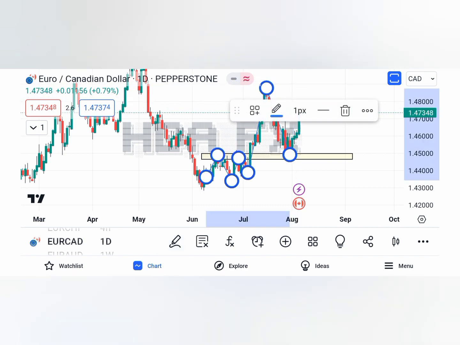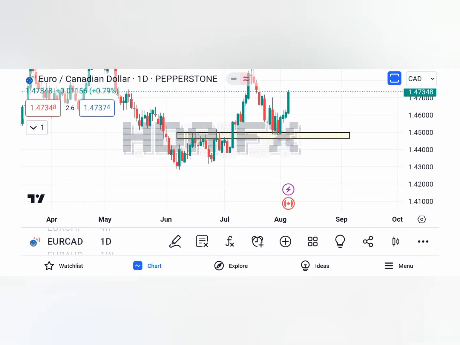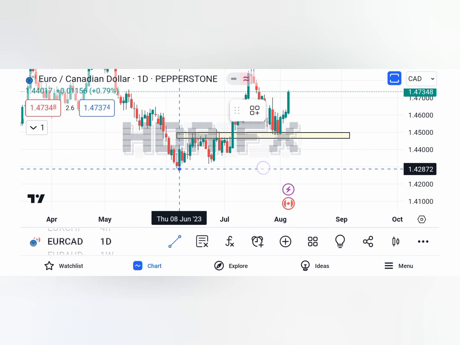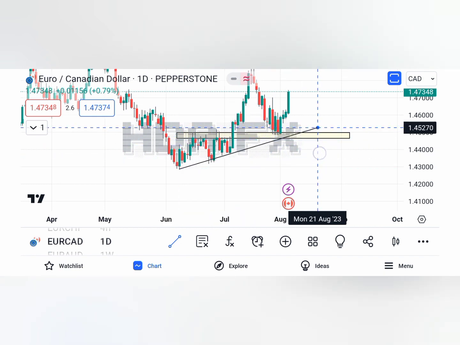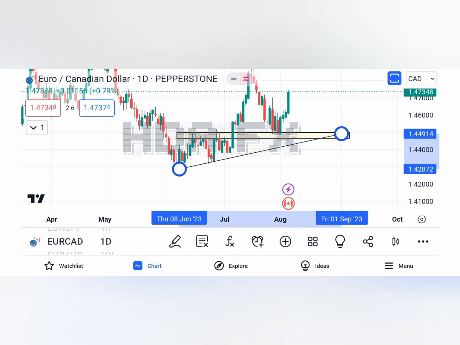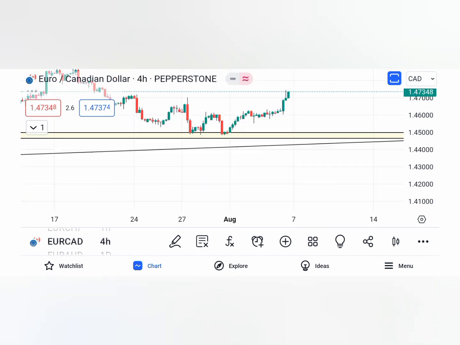So now let's move to the 4-hour time frame and see what we have there also. But on the daily time frame too, we can spot a trend line here. We could spot a trend line here also. So let's move to the 4-hour time frame and see what we have there also.